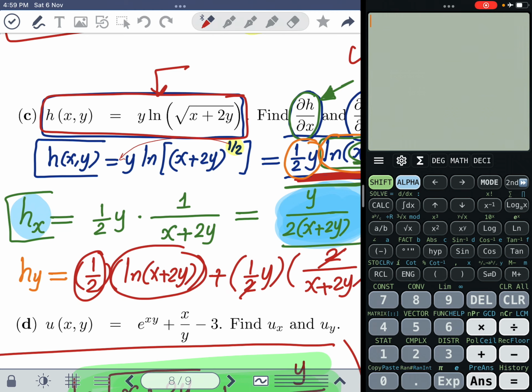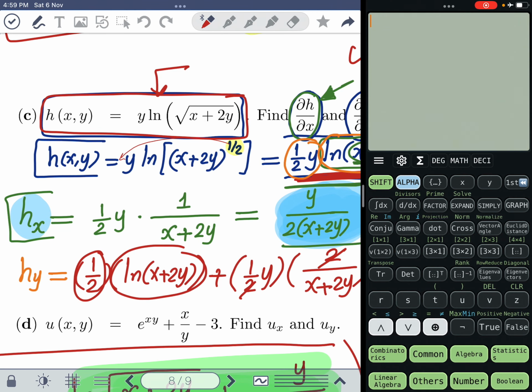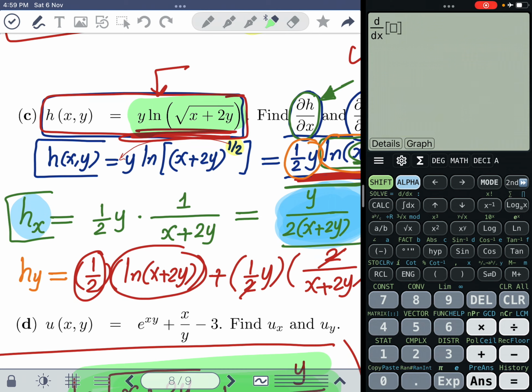So in any case, let's enter it. So first we want the derivative with respect to x of, now enter this function. Now I will be putting this formula inside. Y, okay, so where is the y? No, y didn't come, just one second. Alpha, this, yeah, y, ln, radical, x plus 2y. So x plus 2y, and close the parentheses like this.